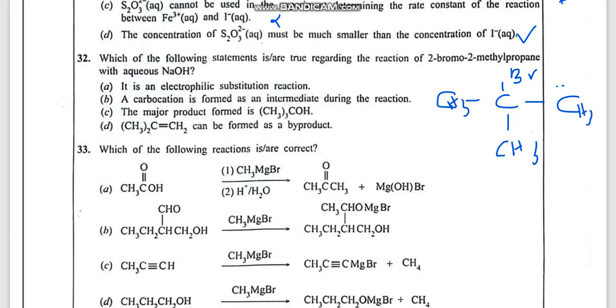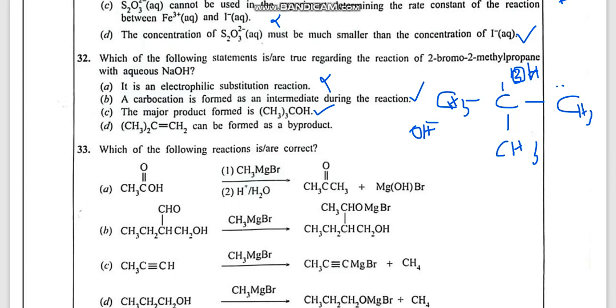Now here this is being reacted with what? Aqueous NaOH. If the NaOH is added in the aqueous medium, what happens is a substitution. Br will be substituted by OH, but here the reacting species is OH−. OH− is a nucleophile, so it should be a nucleophilic substitution, not an electrophilic one. Carbocation is formed as an intermediate during the reaction. Yes, this Br will be removed and a tertiary carbocation is forming. So that's correct. Major product is (CH3)3COH. Yes, obviously when you put this OH in place of Br, this is the major product.